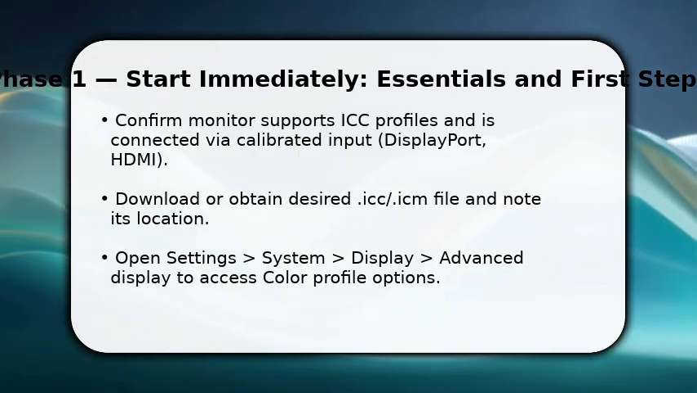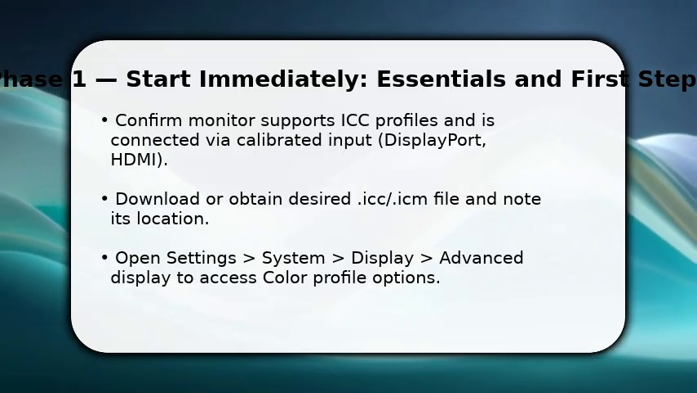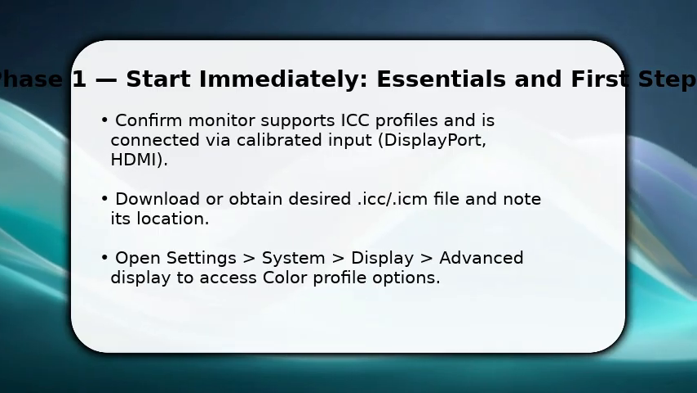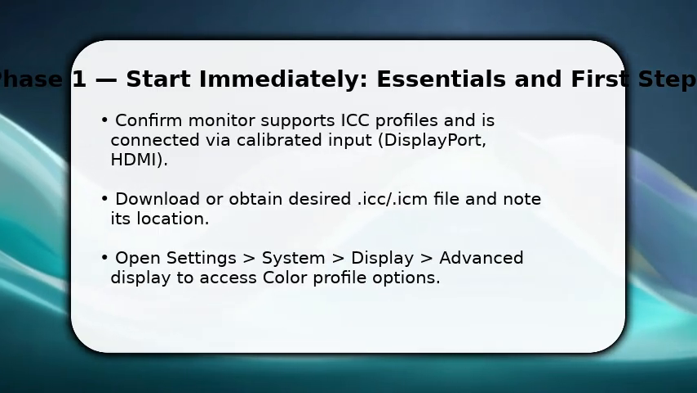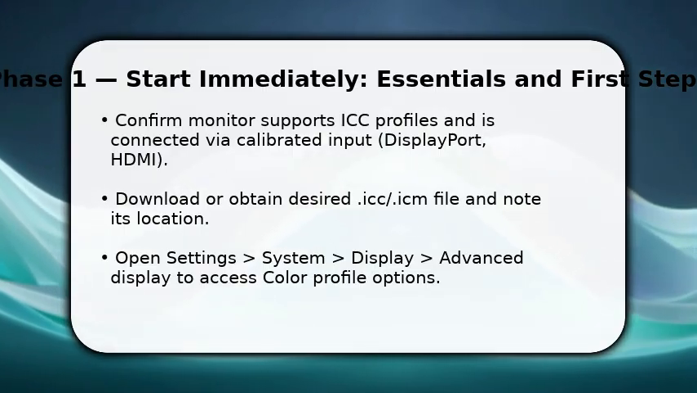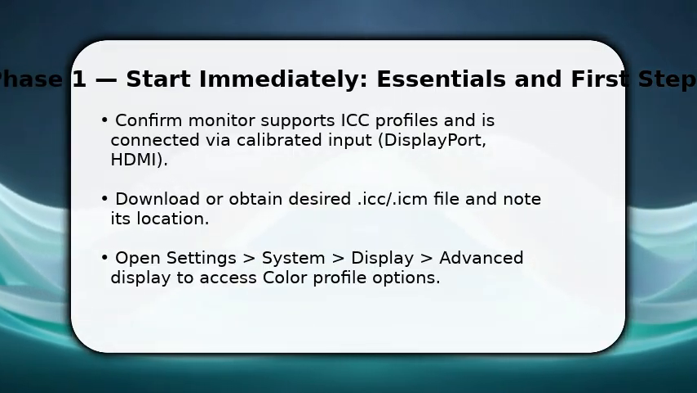Then open Settings, go to System, Display, and scroll to Advanced Display. From there, click Color Profile or Color Management. This starts the assignment process. Once done, Windows will show available profiles. Select the one you downloaded so the system can apply it to that display.